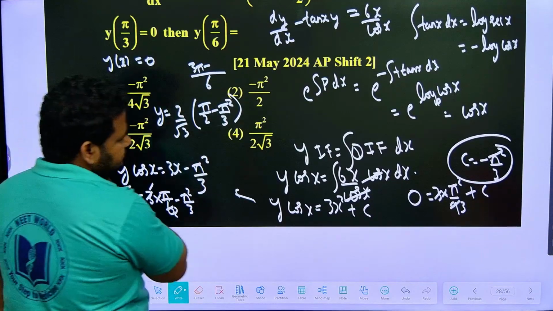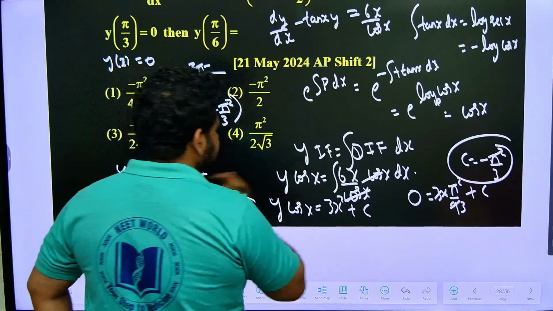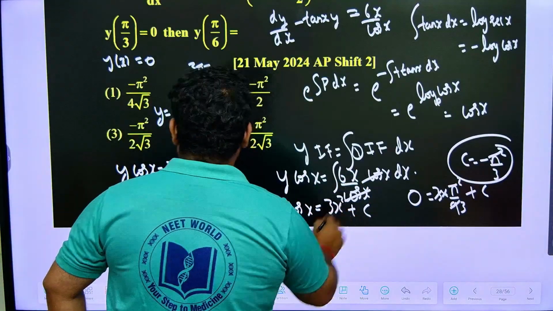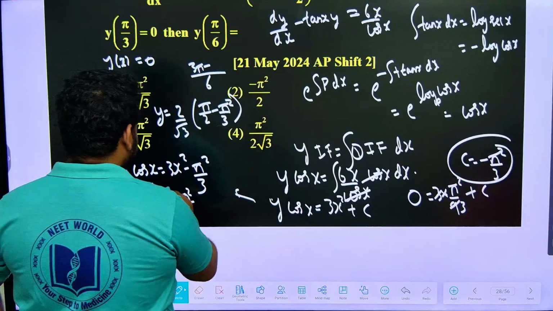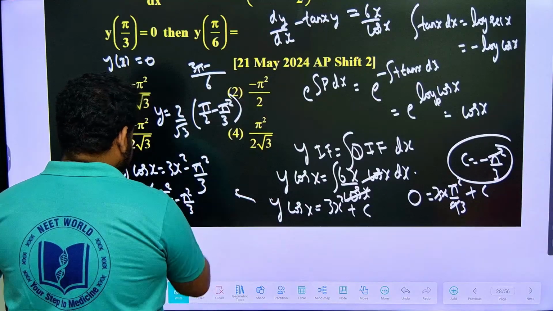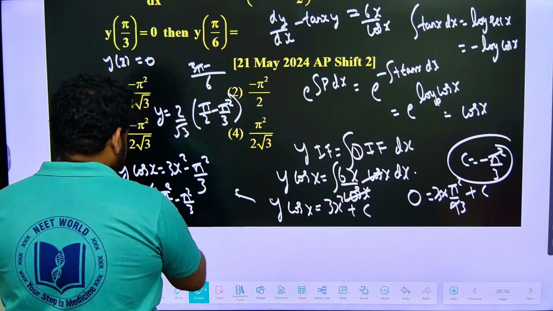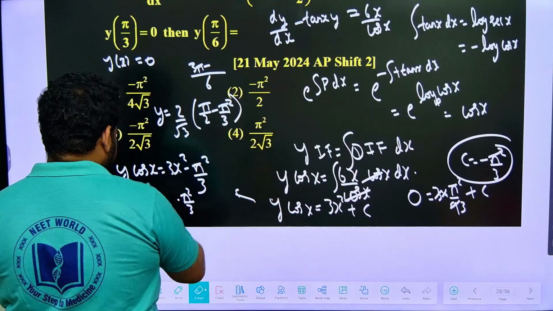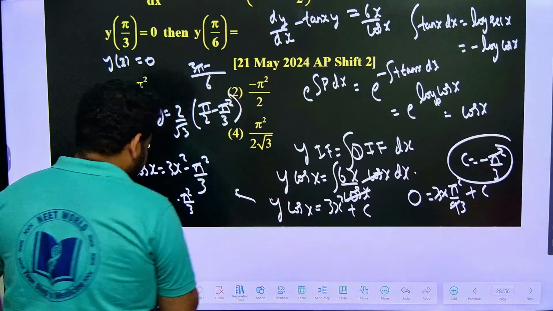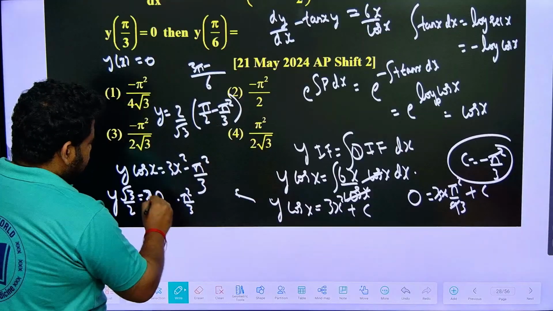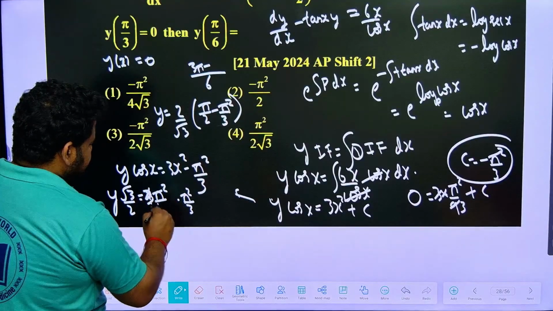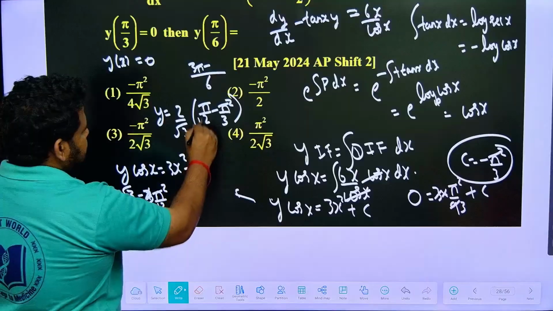Something is missing. Wait, 3x square. This should be here, x square. Okay, x square means this will become what? Pi square by 36. Okay. 3x square, so this will become what? 3 into pi square by 36 means I can write it as pi square by 12. So this will be pi square by 12.